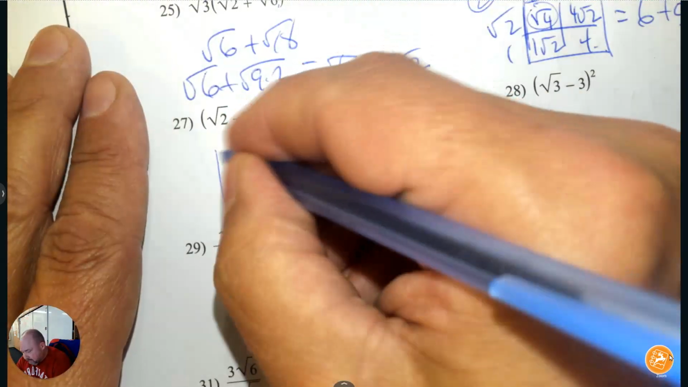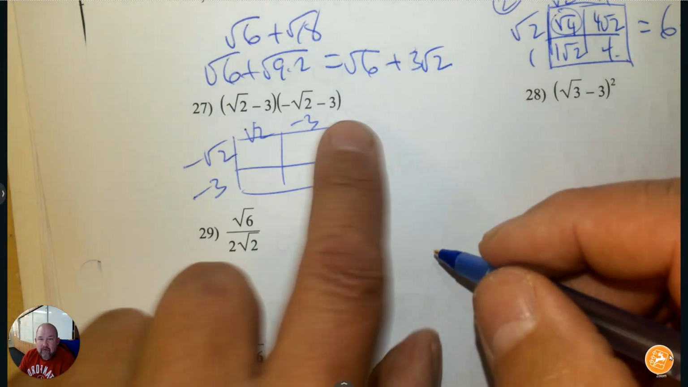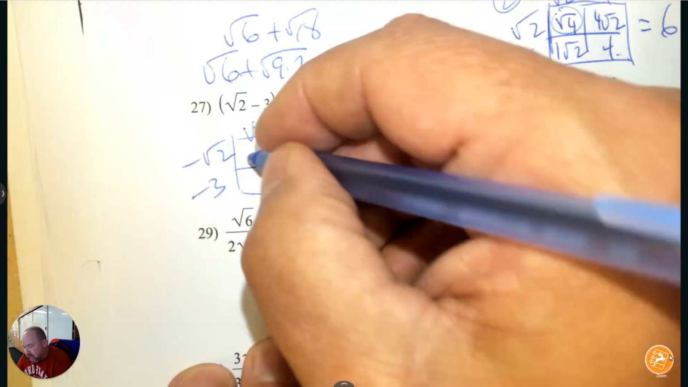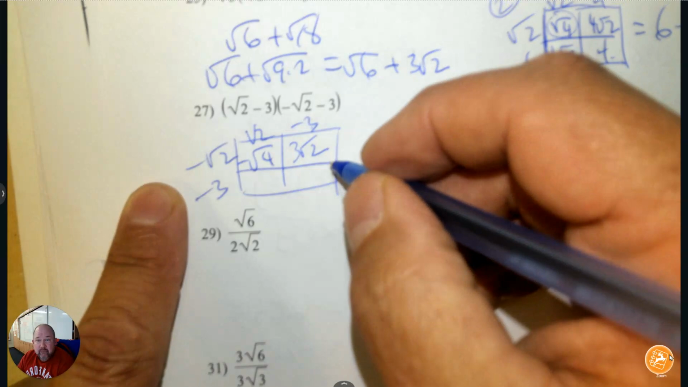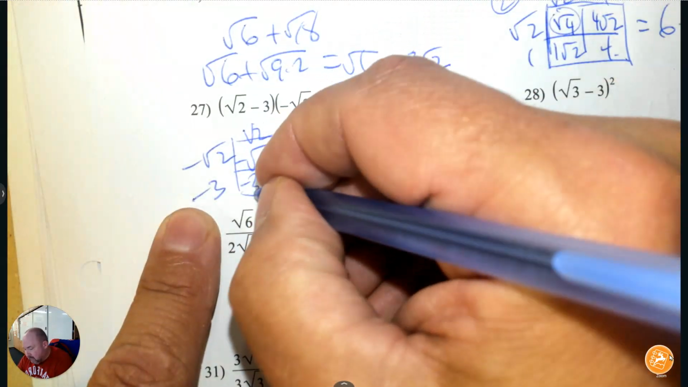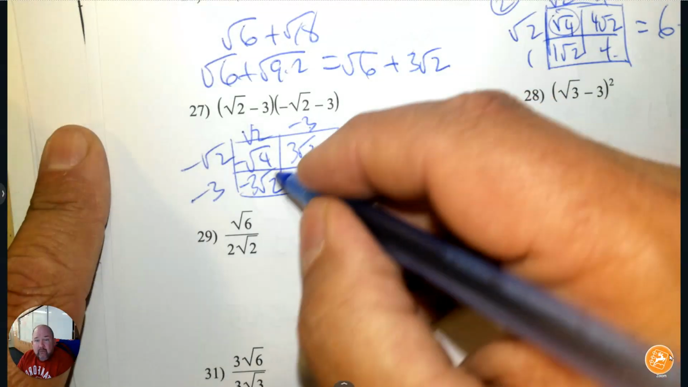Let's try that again. Draw a box. So we have root 2 and minus 3, negative root 2 and negative 3. We're going to multiply this out. We're going to FOIL it. So this is negative root 4. And negative times negative is positive, root 2, 3 root 2. That's negative 3 root 2. And that's positive 9.